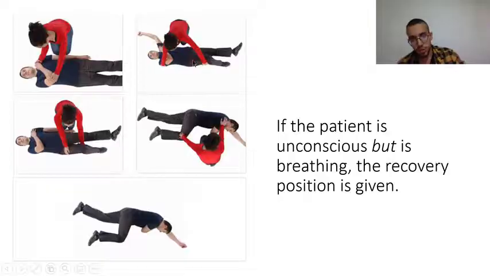Then from the shoulder and from the knee, I roll the person to the other side, and also have this arm extended so that this is an axis for us to rotate the person, and then at the end, the person is in this situation. Okay, but why do we do that? Why do we give unconscious but breathing casualties this position?